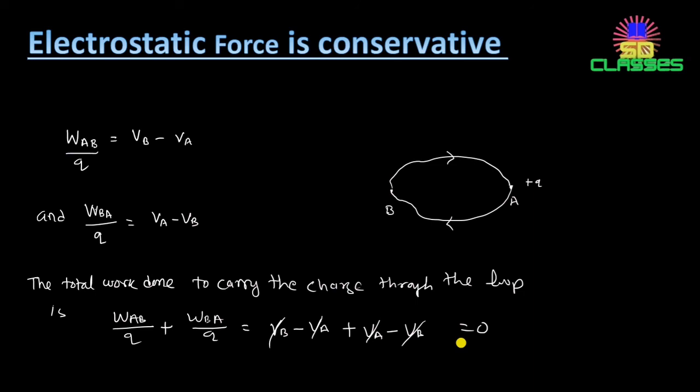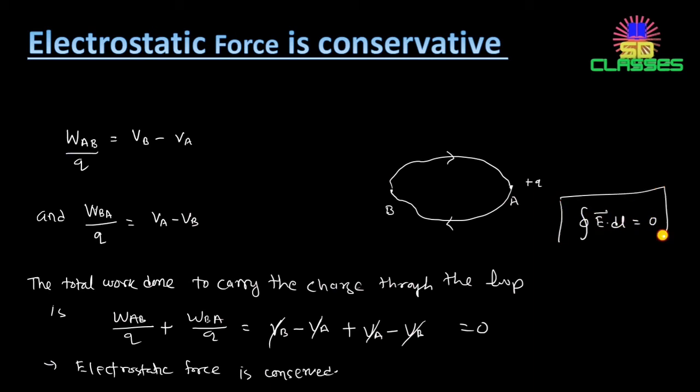Due to this fact we can say that the electrostatic force is conservative. Work done is 0, that means mathematically we can say the closed loop integral of E dot dl, that means the electric field over a closed loop, is equal to 0. This shows that the electric force is conservative in nature.